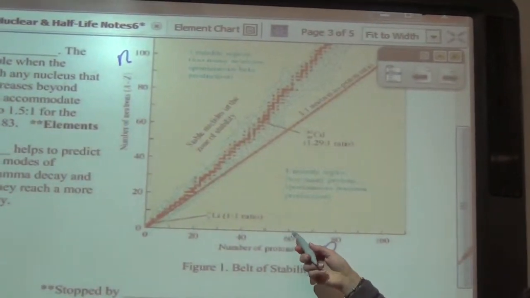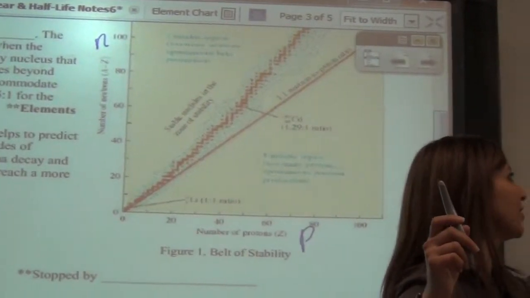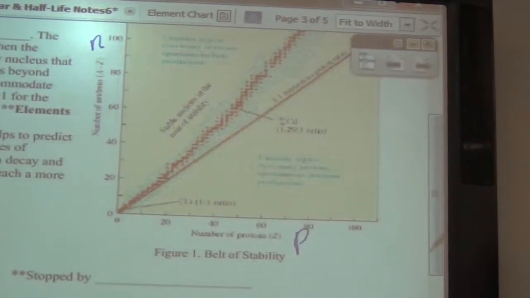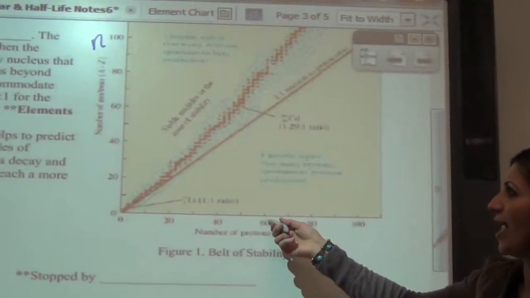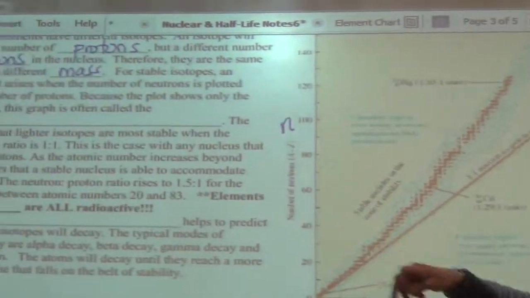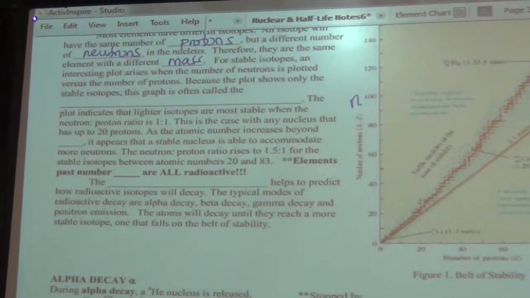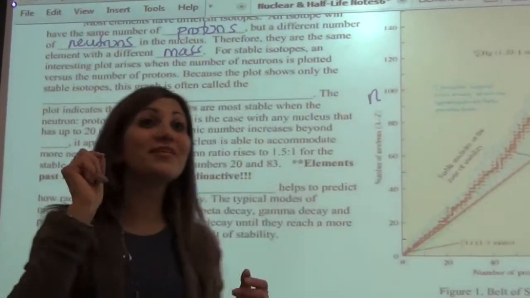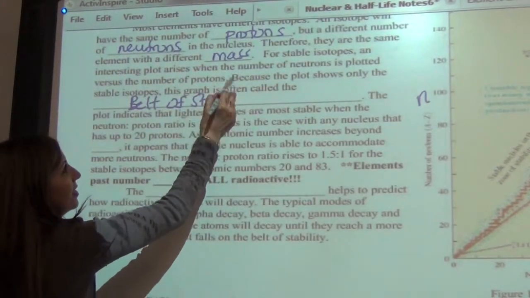So if I looked at something like element number 60, what would element number 60 be? So if you find on the periodic table, what's element number 60? ND. Neodymium. Yeah. So then that would be that particular element, and then it has the number of neutrons. Okay? So we're going to come back to this in just a minute. Because the plot shows only stable isotopes, this graph is often called the, and you might be able to find it somewhere. Everybody, I heard you say it. Belt of stability.